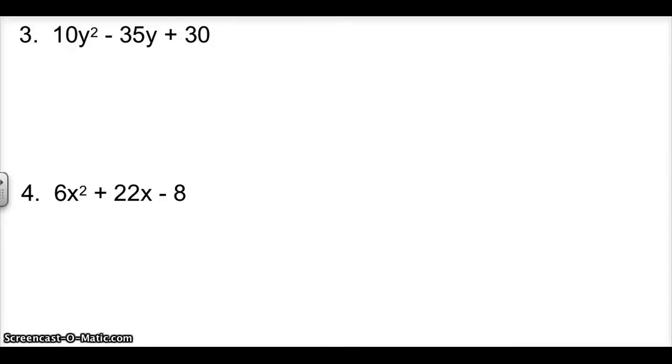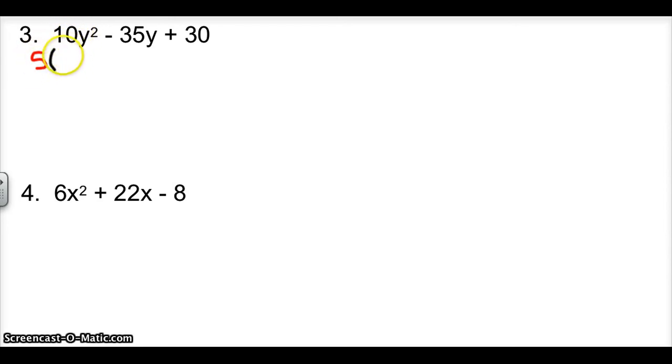Let's try some more. Here with number 3, I'm going to take this 10 times 30. But what do you know about 10 and 30? They're both divisible by 10. Well, before we start factoring, let's see if the middle one is divisible by 10. No, it's not, but I know that 10, 35, and 30 are all divisible by 5. So I'm going to take out that 5 and set it in front of the parentheses. I'm going to factor out that 5. When I factor, I'm dividing it out of each number.